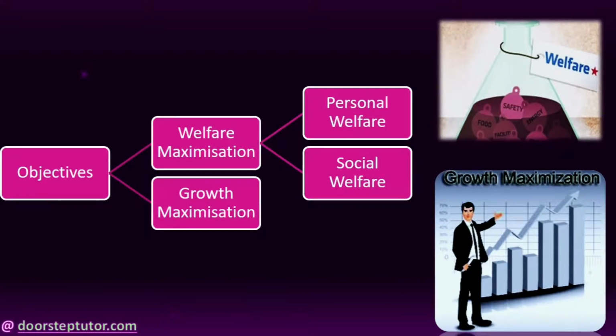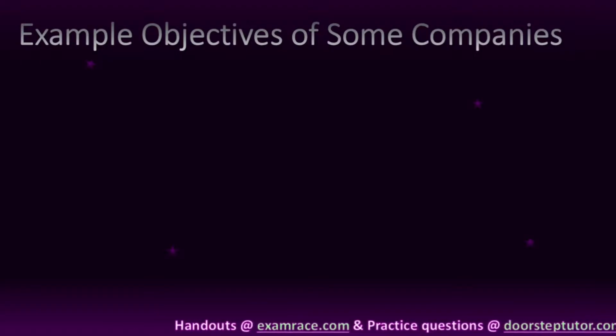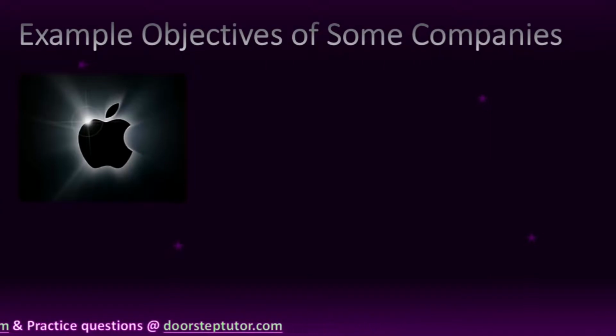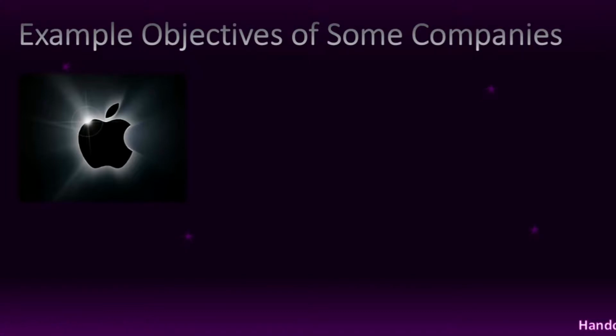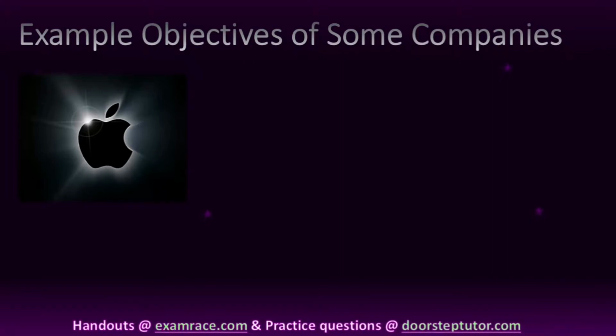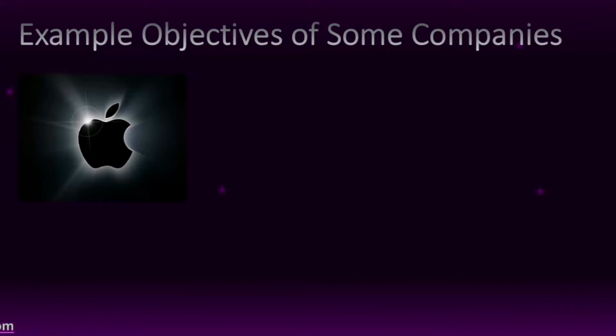Now, coming up to the examples of some companies' objectives. The first company that we are going to talk about is Apple Limited. To expand their sales to customers who have not yet known any Apple products. To produce hassle-free products that provide services and enjoyment for customers. To become the leading business in the mobile market.